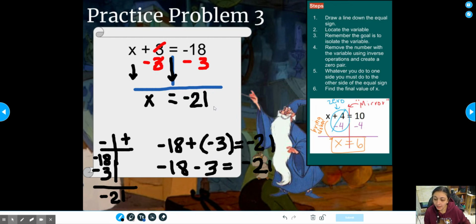So we elaborated just a little bit because I wanted you to see the different ways that you could see negative 18 plus negative 3 and solving it using a t-chart.